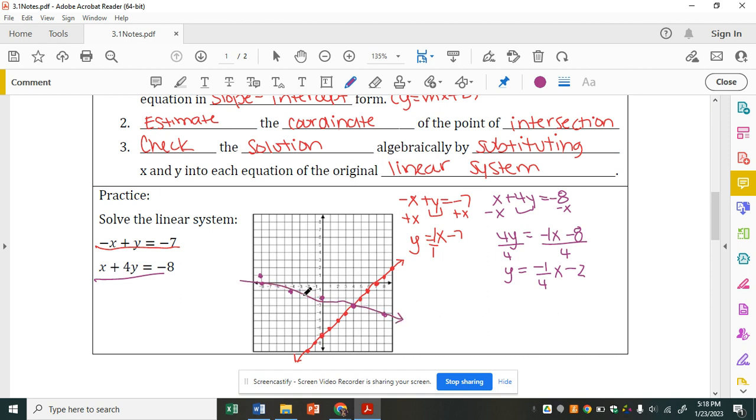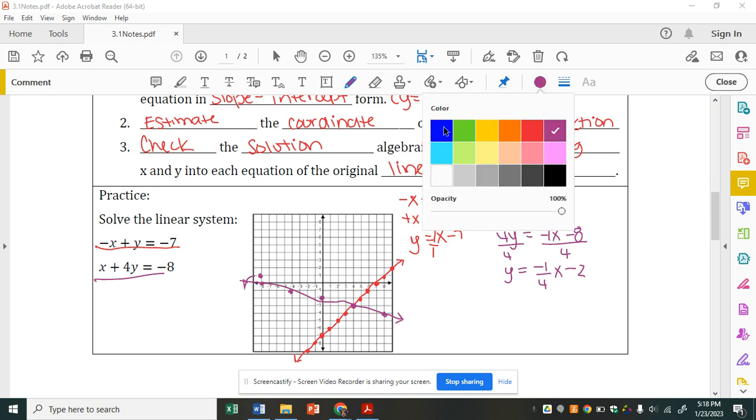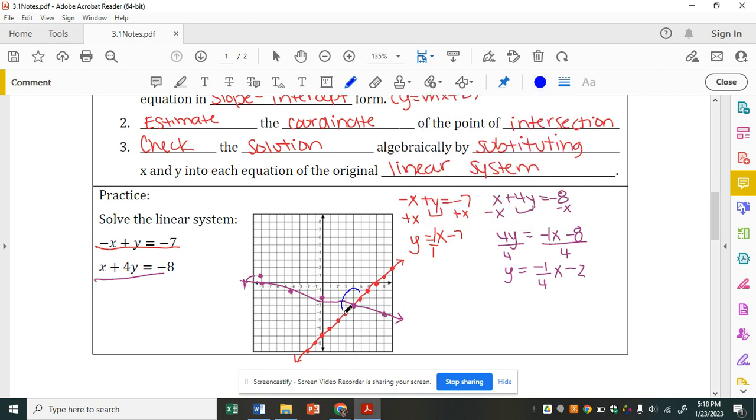Again, still kind of rough here, but you guys can get the gist of this. Okay. So my point of intersection happens right here, right? At this point, my x value is 4, my y value is negative 3. That would be the solution to my equation, to my system.